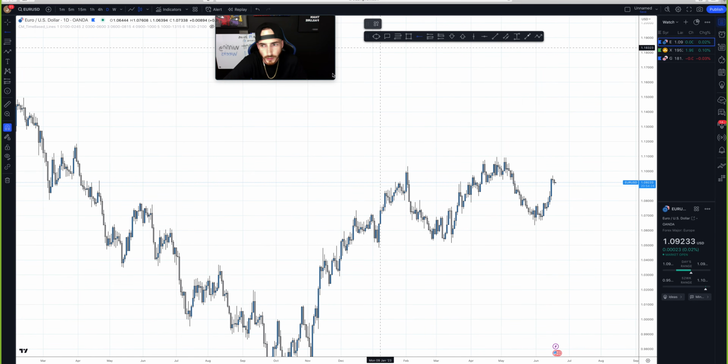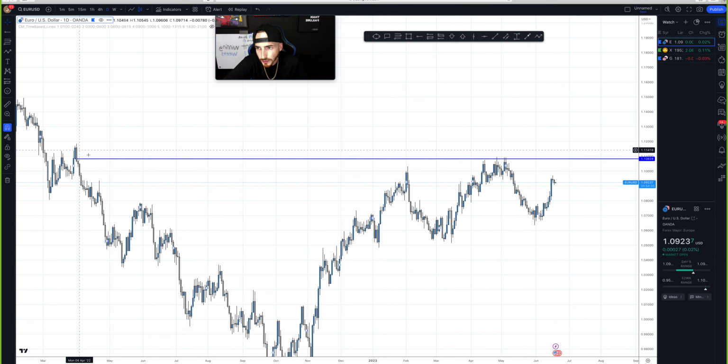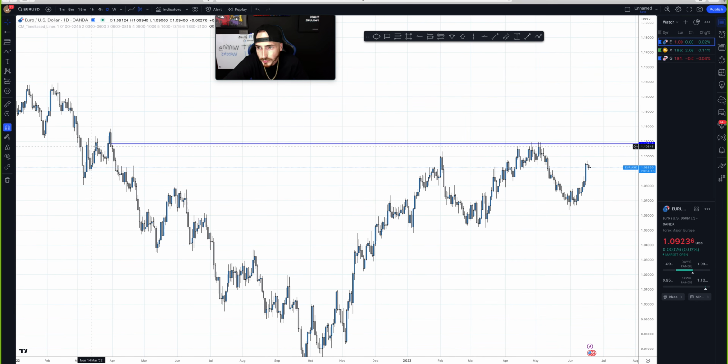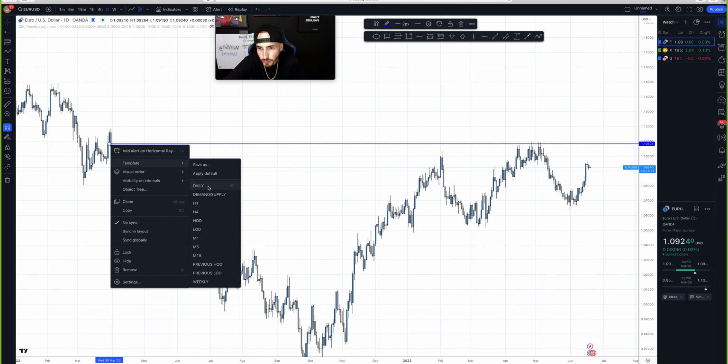So for example, notice this right here. This area of supply right here, this previous contrary candle that created this push, it was valid because price had not pulled back into it, right?